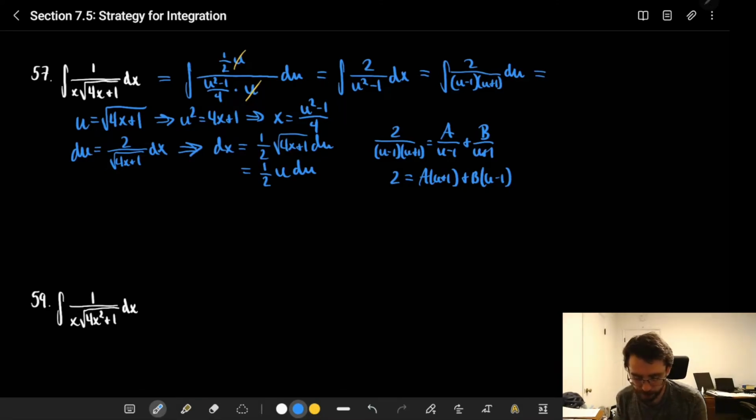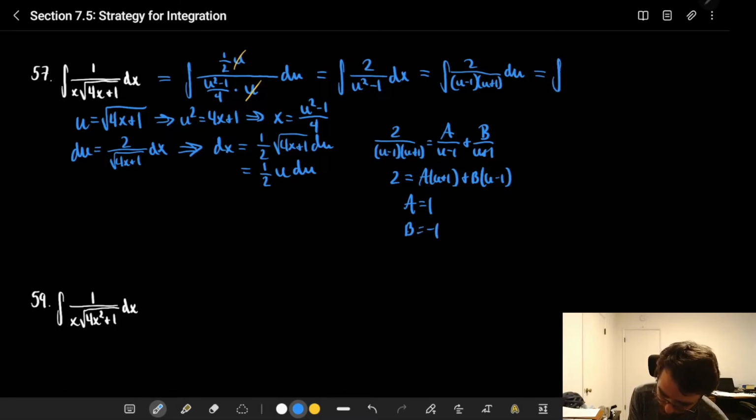And then if I plug in smart values of u, say I plug in 1, then I would get a equals 1. If I plug in -1, I should get b as -1. I probably could have come up with that as a guess, but anyway. That is, so a over u minus 1 plus b over u plus 1 du.